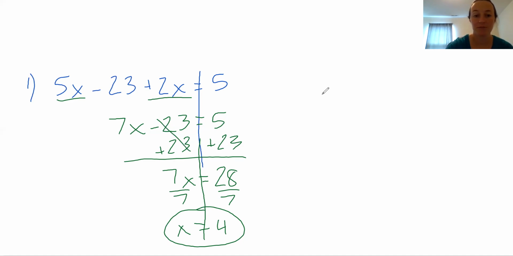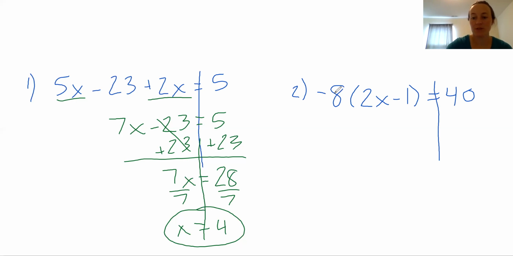I'm not really feeling the green, so we're going to go back to blue for a little bit. Second example, I've got negative 8 times the quantity 2x minus 1 is equal to 40. And staying organized, I'm going to draw my line through the equal sign. Take a look at that problem. Is there anything that we can simplify right off the bat?